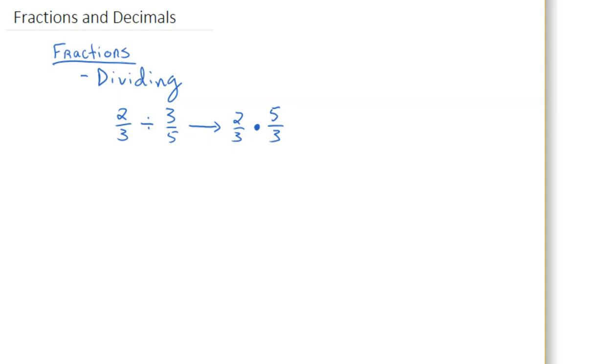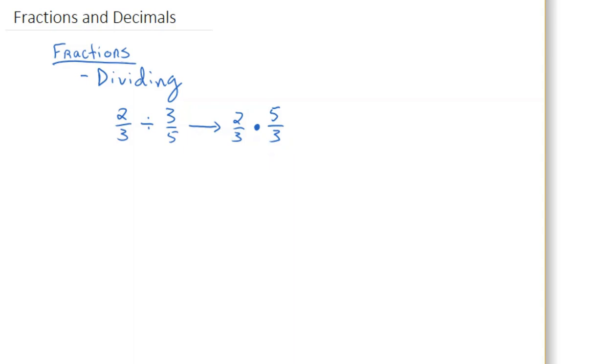Once we get it flipped around and changed to multiplication, then it's like the multiplication problem we just saw. I don't have any numbers that will divide in the top and the bottom the same. Now I do have two 3s in the bottom, but you can't divide the same thing out of the bottom twice. You can only divide the same thing out of the top and the bottom once each.